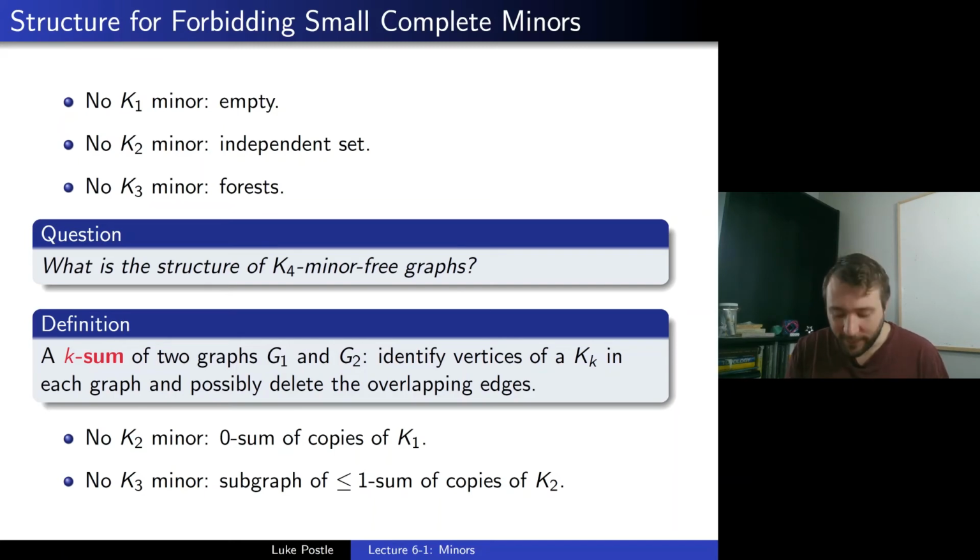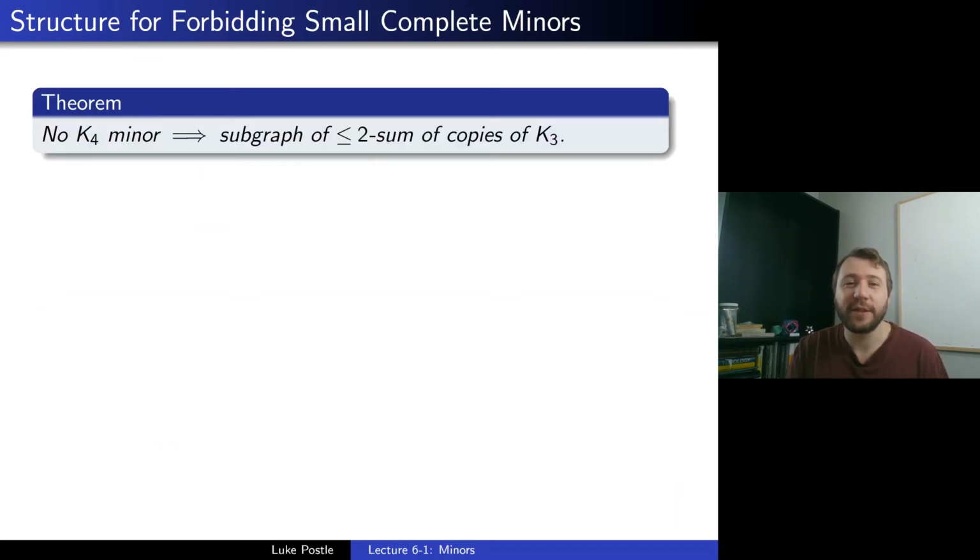This may be an easy way to remember what the K4 structure will be, which is that if you have no K4 minor, you're a subgraph of an at most two sum of copies of K3. And again, we allow subgraph to pass down to K2s and K1s, etc., and to delete edges and such. So what does that mean? Well, these are also called series parallel graphs, if you haven't heard of that. So basically, you can create these kinds of graphs by taking two operations, doing series, where you subdivide, or parallel, where you add. And if you think through it, that is equivalent to this subgraph definition.